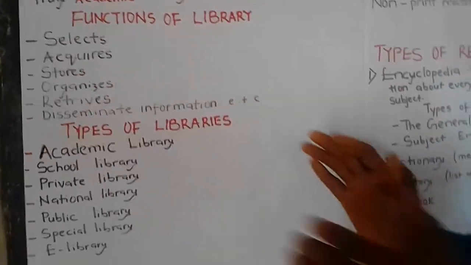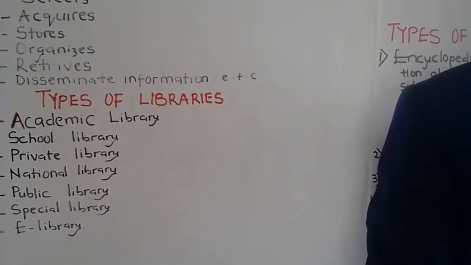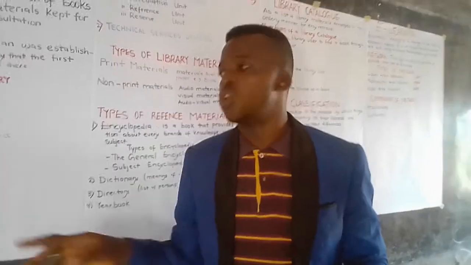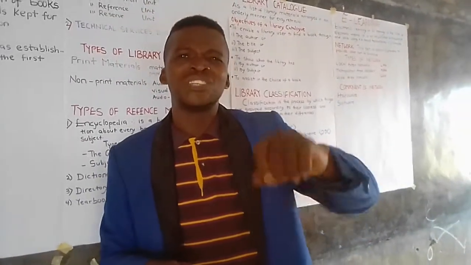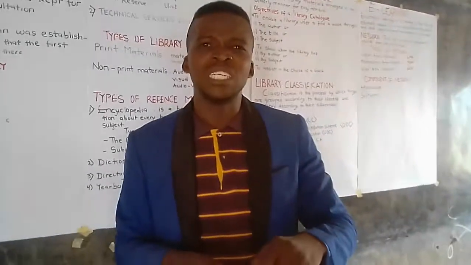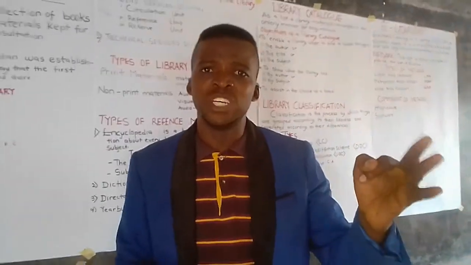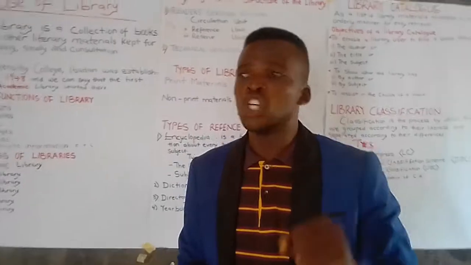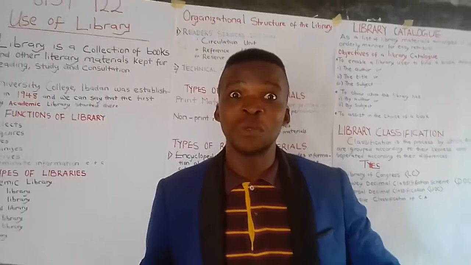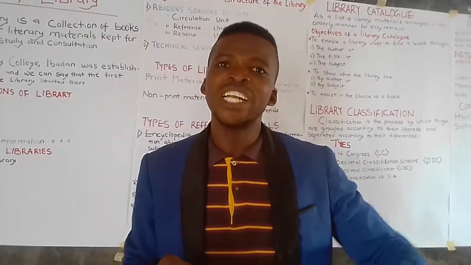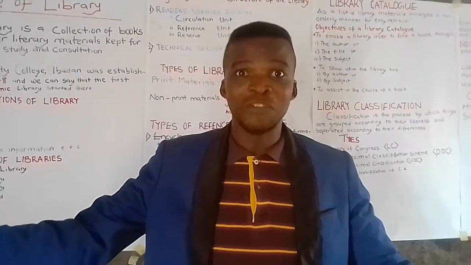Without wasting time, let us discuss the types of library. There are different types of library. Number one type of library we shall be discussing is called the academic library. What is an academic library? An academic library is a library that is found and located at a higher institution. An academic library can be found in the university, polytechnic, or college of education. That is the academic library. Then we also have the school library. That is the library located in primary and secondary schools; they are called school libraries. It is found in primary and post-primary schools for reading, for research, and for consultation.